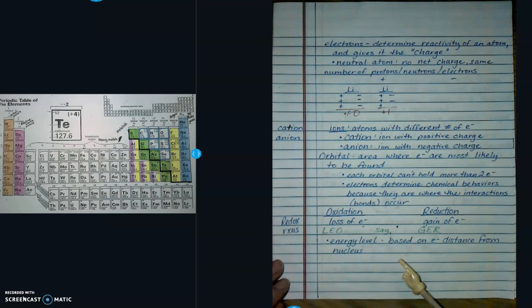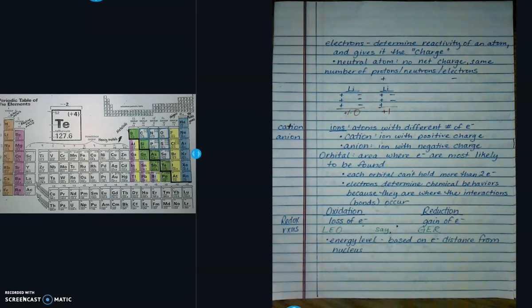And that energy level is based on the electron distance from the nucleus. That first shell, the closest one to the nucleus, is going to have a very, very strong pull, whereas the ones that are farther away are not as strongly attracted to the nucleus.